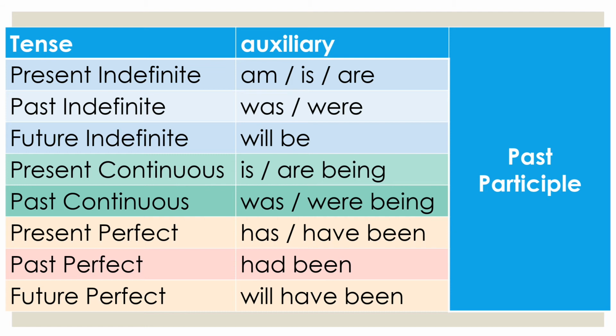This table shows the different auxiliary verbs that can be used in different tenses, followed by the past participle. In the present indefinite tense, we can use am, is, are. Past indefinite, was, were. Future indefinite, will be. Present continuous, is, are, being. Past continuous, was, were, being. Present perfect, has, have, been. Past perfect, had been. Future perfect, will have been. And all of the auxiliary verbs are followed by the past participle form of the main verb.